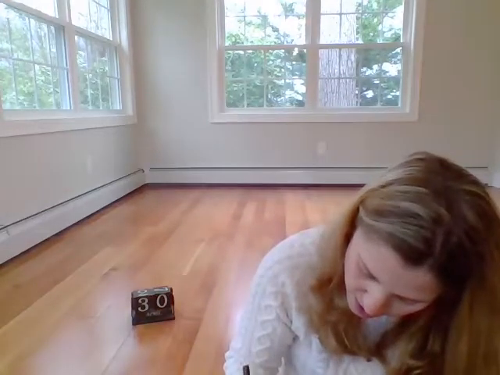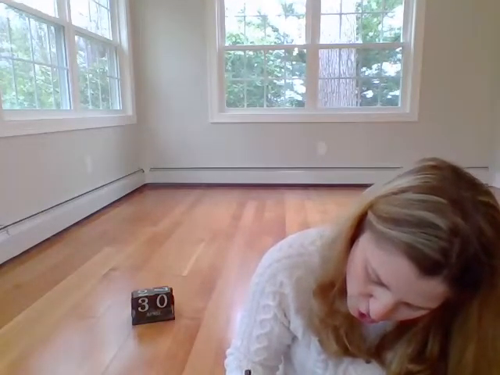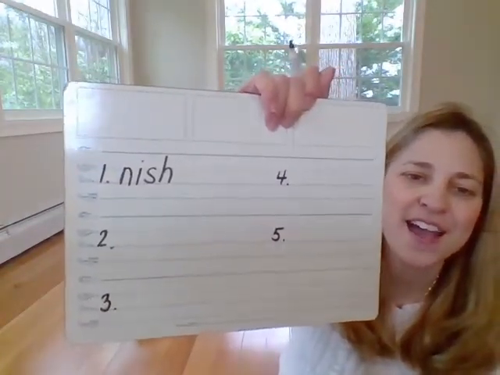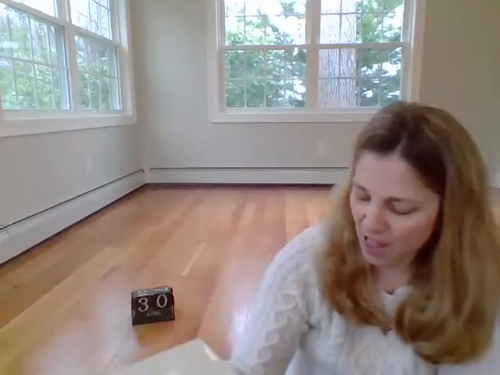The first nonsense word is niche. N-I-S-H. Niche. Should look like mine. Niche. N-I-S-H. Niche. The next nonsense word is wob.